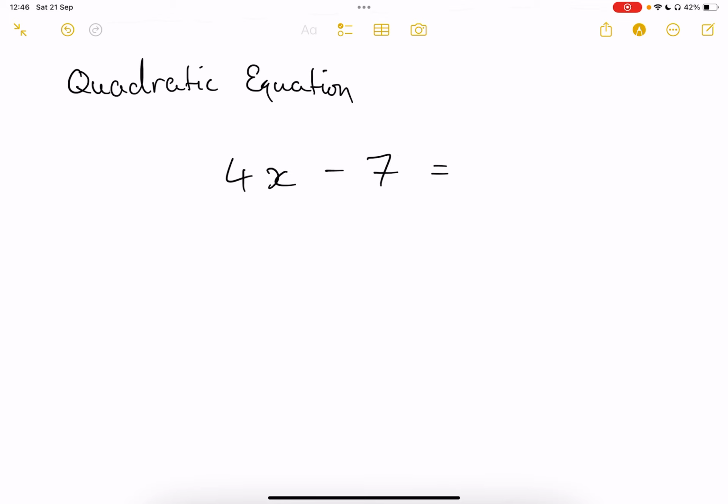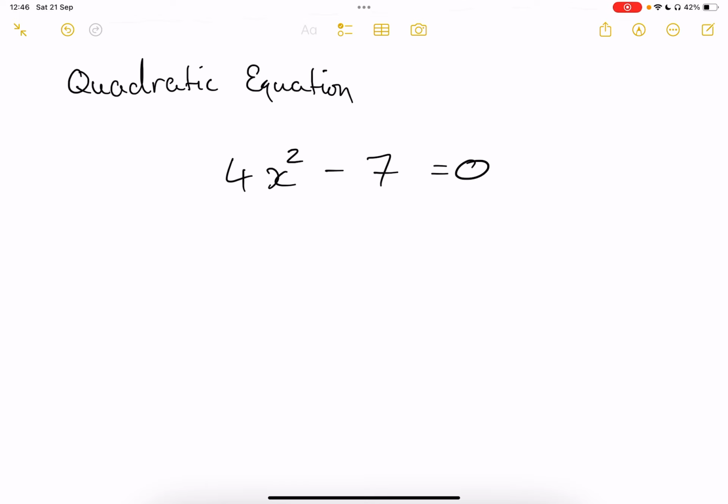So to begin, this is not a quadratic equation. How do I know? Because the highest power on the variable is not 2. But now I'm going to change just one thing. Watch what I change. This is a quadratic equation. How do I know? Because the highest power on the variable is 2.